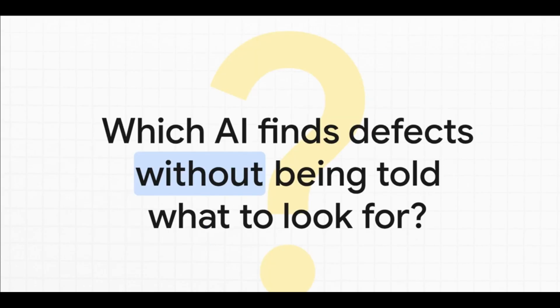A tester is using a tool to analyze screenshots to find UI defects. The tool was trained on thousands of images, but, and here's the key, it was never explicitly told what a defect looks like. So which type of AI is being used? Is it A, symbolic AI, B, classical machine learning, or C, deep learning? So take a second, think about it.